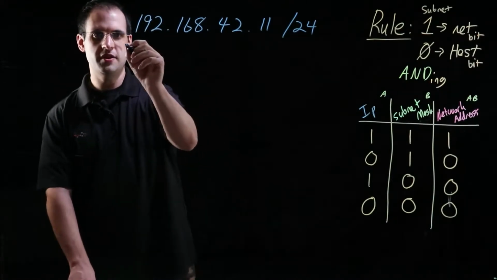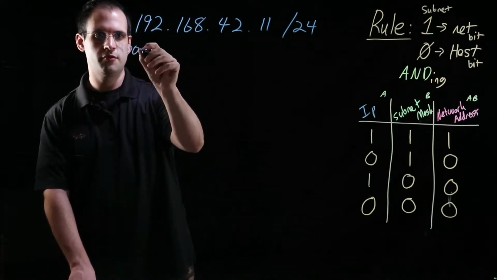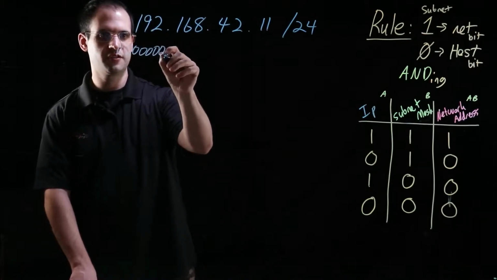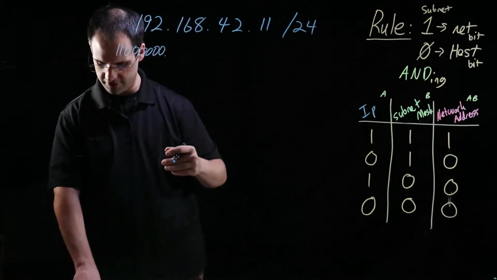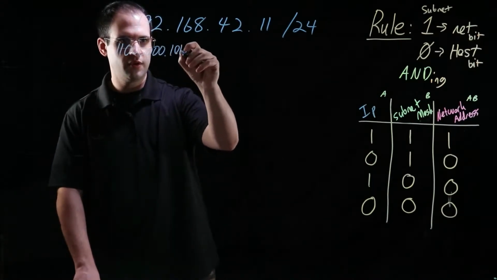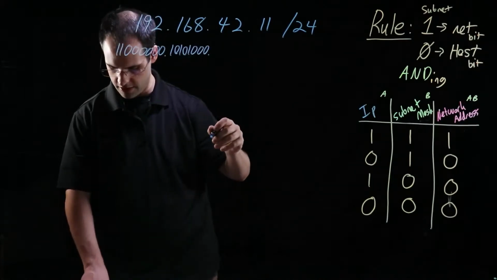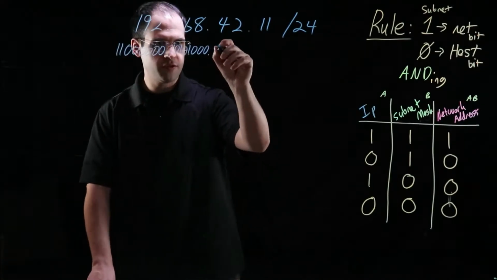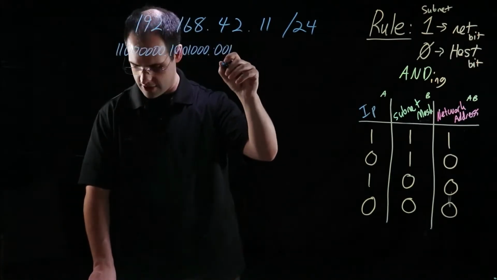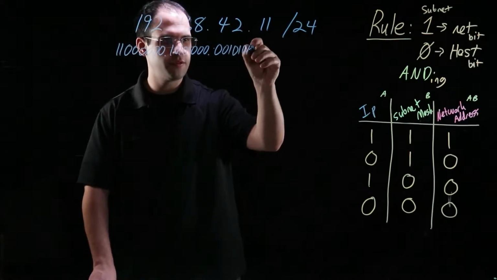So 192 is 1, 1, and then 6 zeros. So 1, 2, 3, 4, 5, 6. I'm going to try to line it up as best I can here. 168 is 1, 0, 1, 0, 1, and then 3 zeros. 42 should be 0, 0, 1, and then 10 in binary, 1, 0, 1, 0.